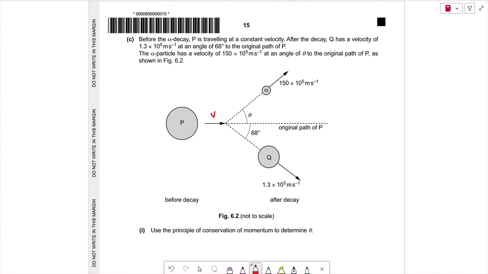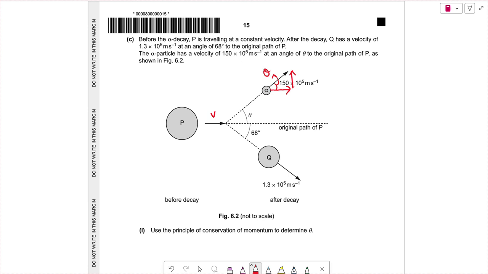So the principle of conservation of momentum says the sum of momentum before the collision is always equal to the sum of momentum after the collision. But remember, whenever there are components involved, we have to deal with the horizontal momentum and with the vertical momentum separately.